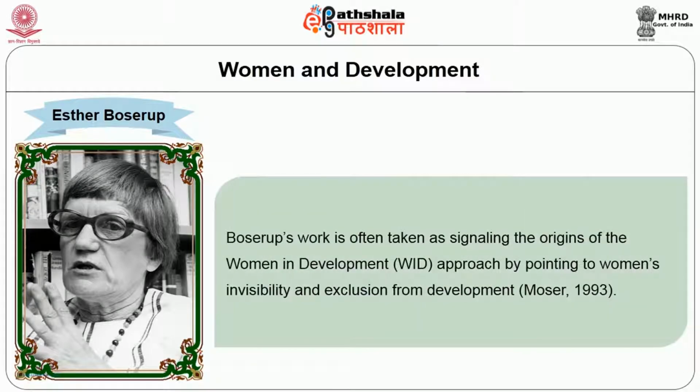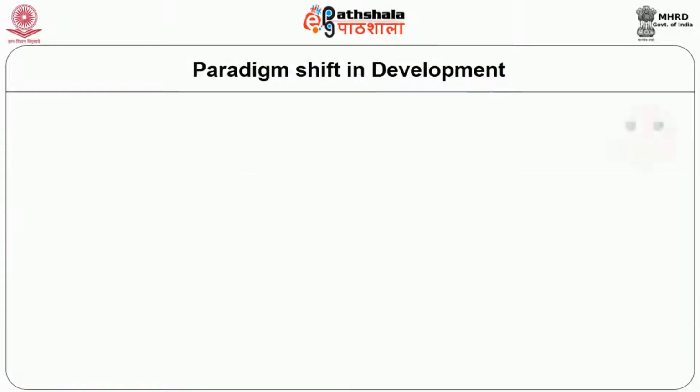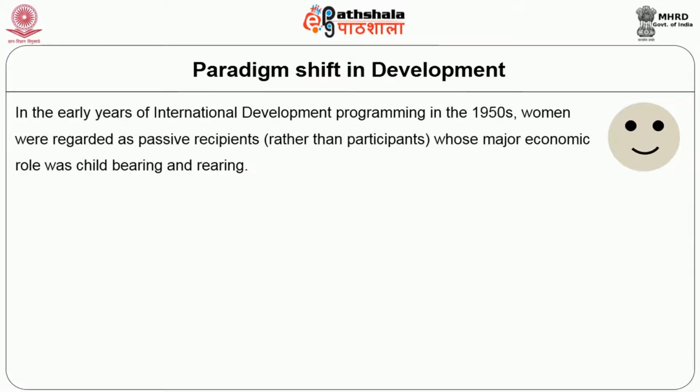Boserup's work is often taken as signaling the origins of the women in development approach by pointing to women's invisibility and exclusion from development. Paradigm shift in development from women as passive recipient to women as an active agent of transformation. In the early years of international development programming in the 1950s, women were regarded as passive recipients rather than as participants whose major economic role was childbearing and rearing.